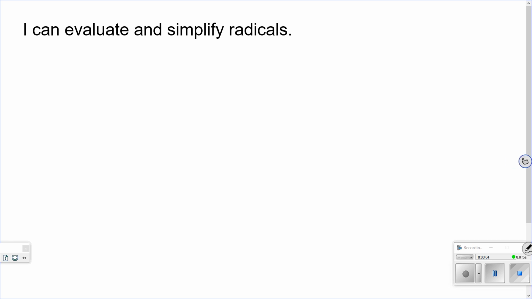So in the past, we've already evaluated radicals, right? We took like the square root of 25, and we talked about how since 5 squared equals 25, the square root of 25 is 5, it's just the inverse, right? We did that with cubed roots and fourth roots. Today we're going to see what happens when you have a radical that doesn't come out evenly.